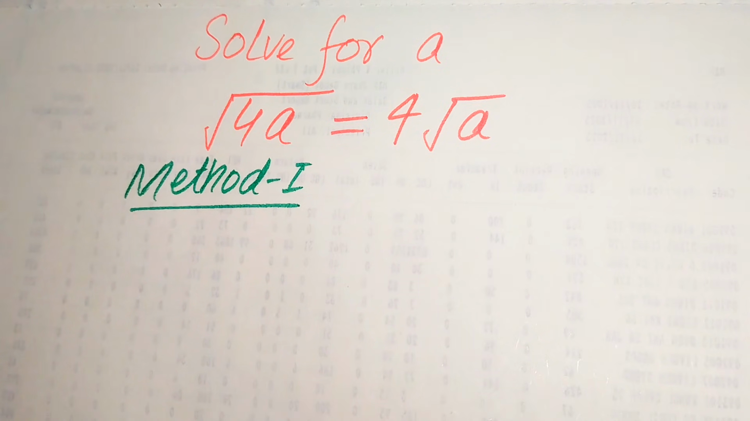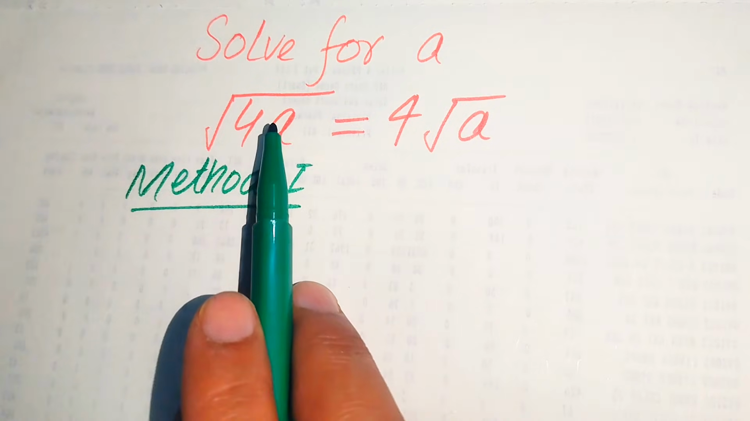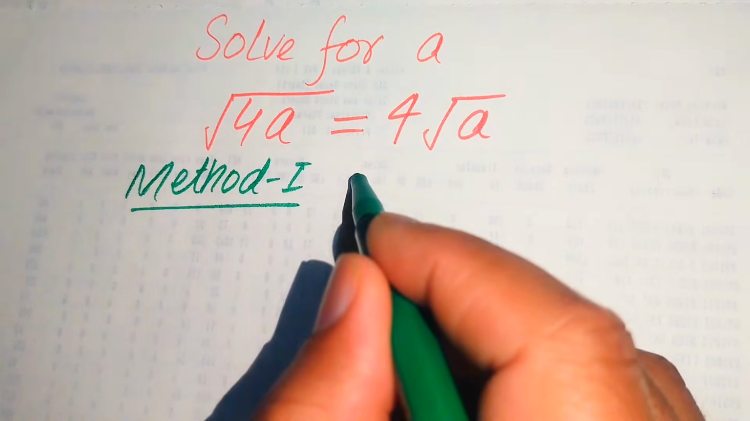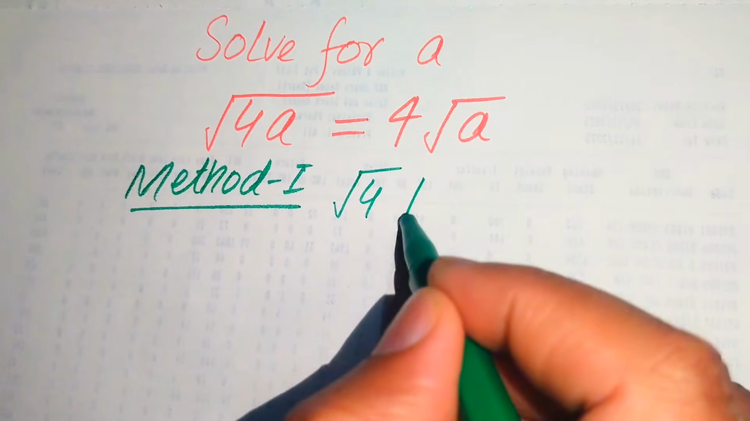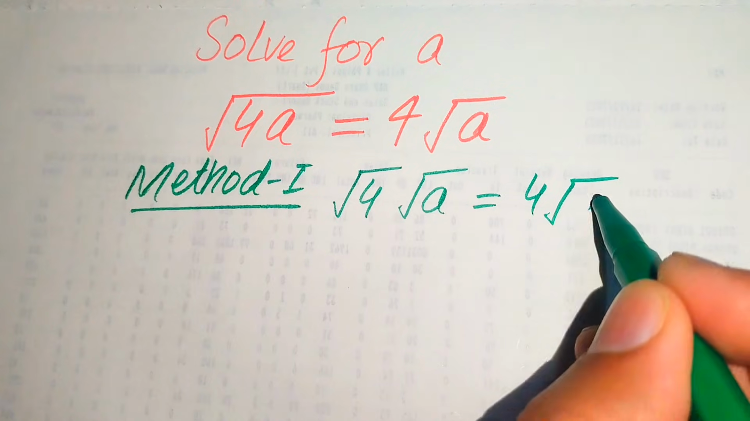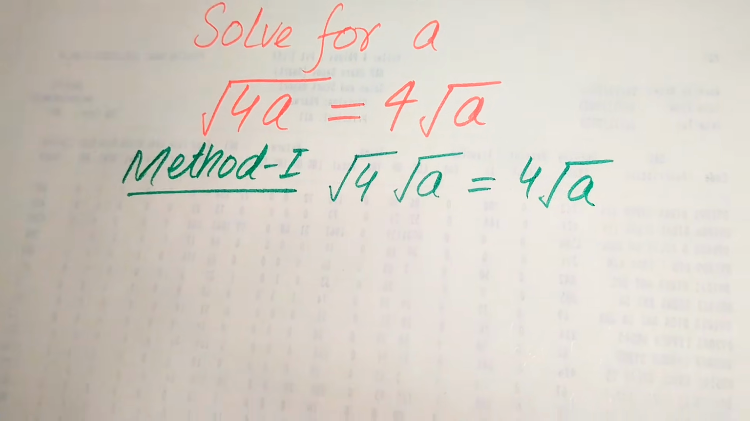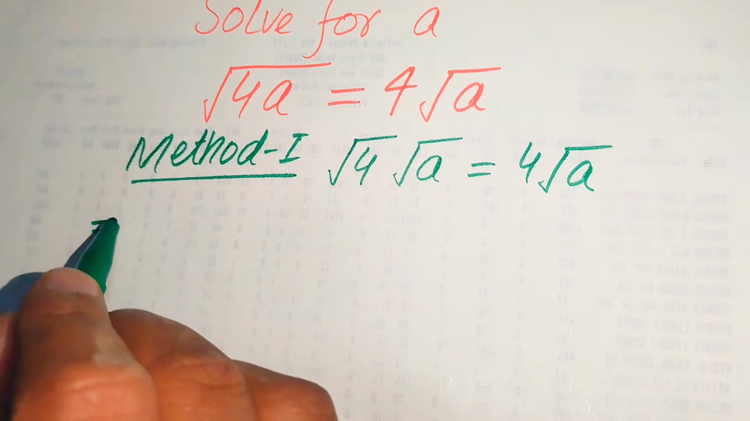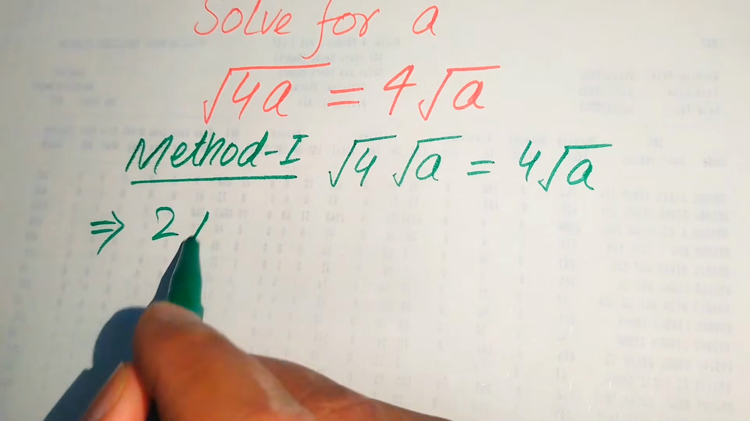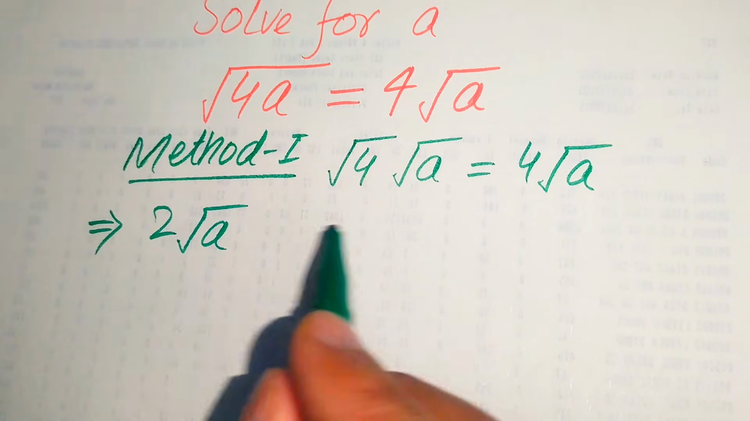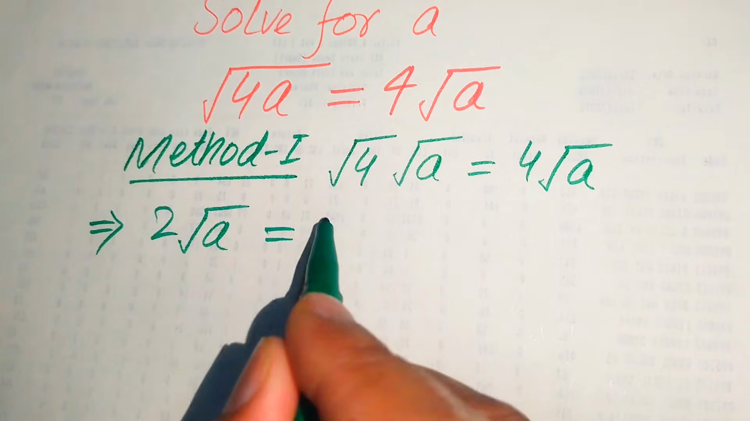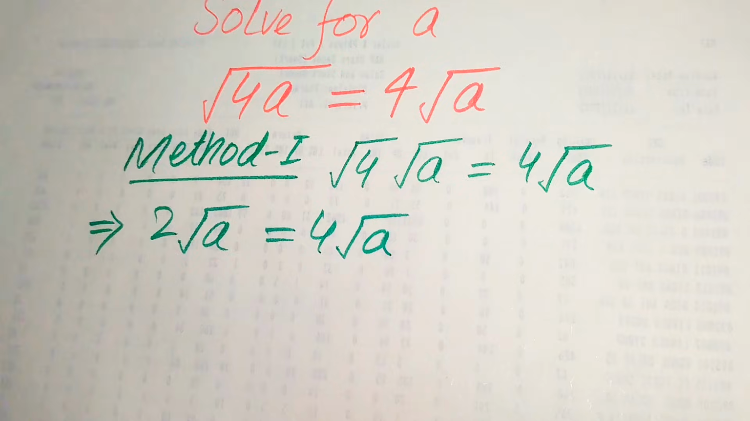In the first method, we break this square root sign and apply the square root separately on both of these values, and it becomes the square root of 4 times the square root of a equals 4 times the square root of a. In the next step, the square root of 4 becomes 2, so we have 2 times the square root of a equals 4 times the square root of a.